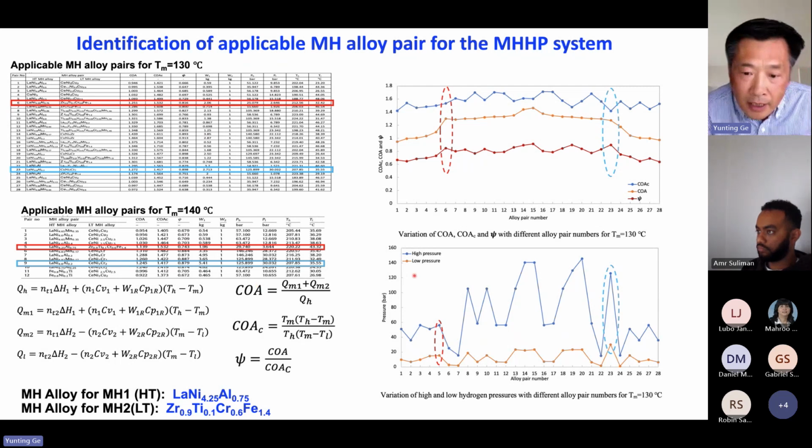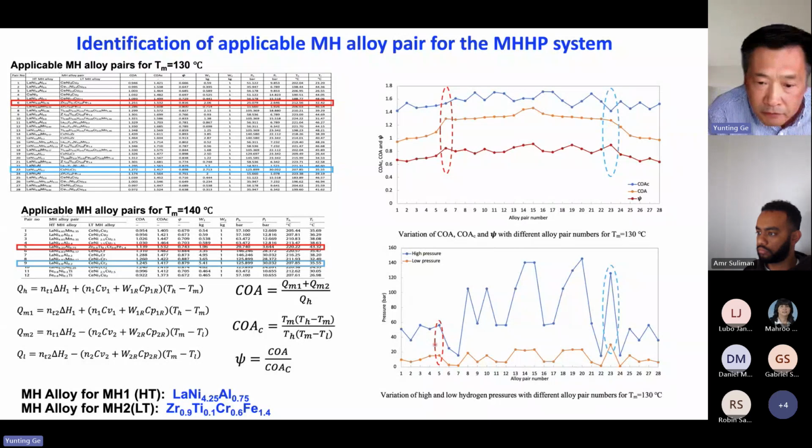So which one to select, that one? For this red color one and the blue color one, I think the efficiency is more or less quite similar in terms of first law of thermodynamic efficiency and second law of thermodynamic efficiency. But you can see if you compare the operating pressure for the first pair and the second pair, the first pair has a quite low operating pressure compared to the second one.